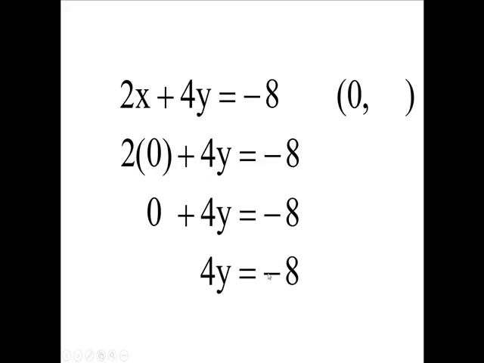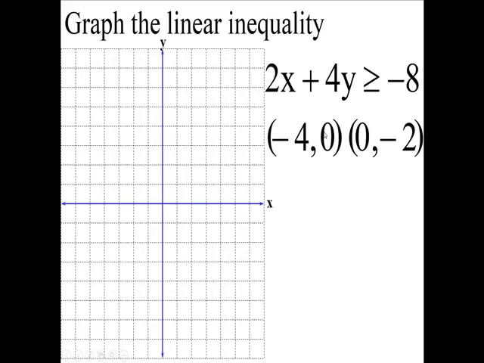Then when we divide by 4, we're going to get y is -8 divided by 4. 8 divided by 4 is 2. -8 divided by 4, -2. So the point is 0, -2. So I have my two intercepts to graph.